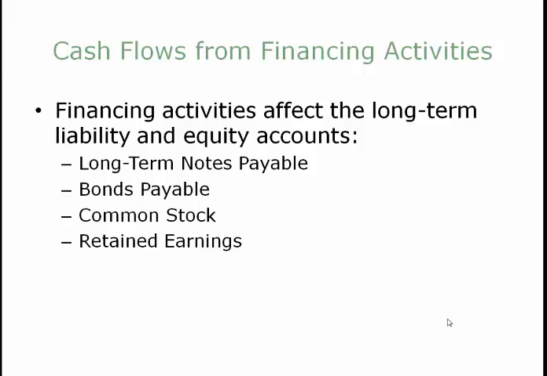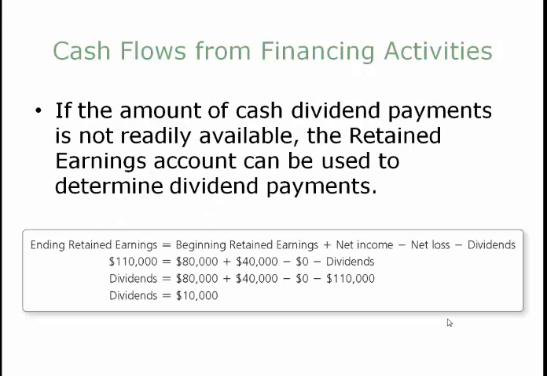Cash flow from financing activities. You have long-term notes payable, bonds payable, common stock, and retained earnings. And there's one more here that they don't have listed, and that's treasury stock. Treasury stock obviously is a contra equity account, and it's when you buy back stock from your business, and you might turn around and resell it. Treasury stock, that's also going to be one in financing activities. And what we're going to look at here is you can calculate what the dividends amount is if they don't give it to you. Here's a formula. And it says that they paid out $10,000 in dividends.